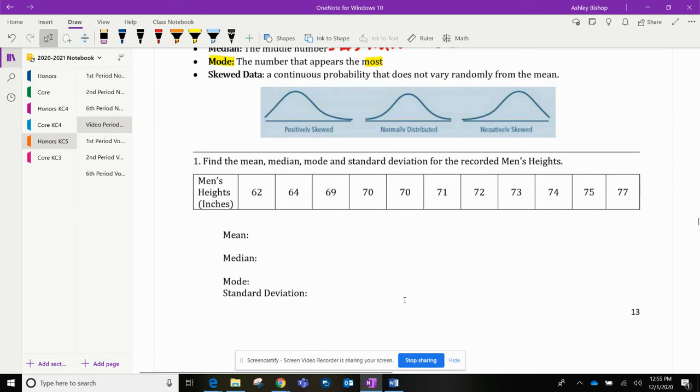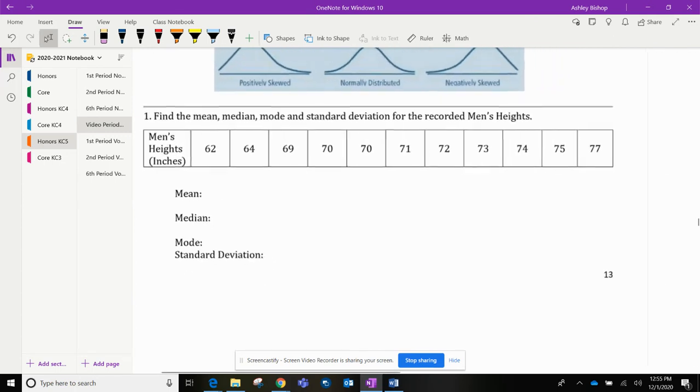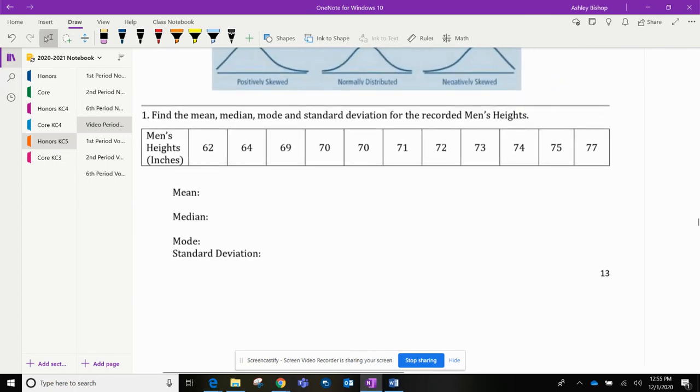So starting with the mean, this is how we take the mean. The average, in order to find the average, we're going to add up all of our data. So I'm going to add up all of these numbers, and I'm going to divide it by how many numbers there are. So I'm going to add up 62 plus 64 plus 69 plus 70 plus 70 plus 71 plus 72 plus 73 plus 74 plus 75 plus 77. So that'll take a second, but in your calculator, you will want to do that. And once you do that, you will get 777.